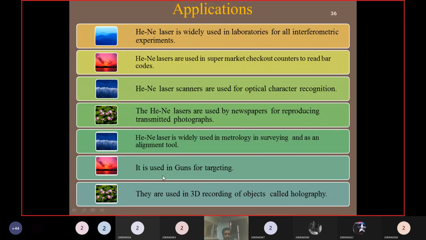Next one, it is used in guns for targeting. Next one, they are used in 3D recording of objects called holography. So in holography also we use the helium neon lasers. These are some applications of helium neon lasers.